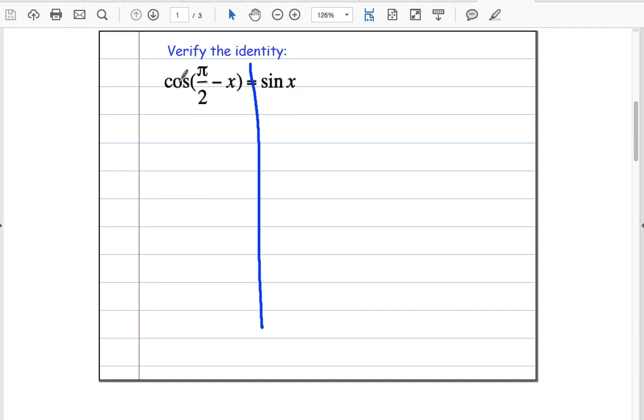Now, please remember, you are not allowed to distribute. So we are not going to distribute the cosine through. That's incorrect because we are not multiplying by cosine. That is why we have the sum and difference formulas. So you might want to get out your unit circle sheet and look at the sum and difference formulas again.